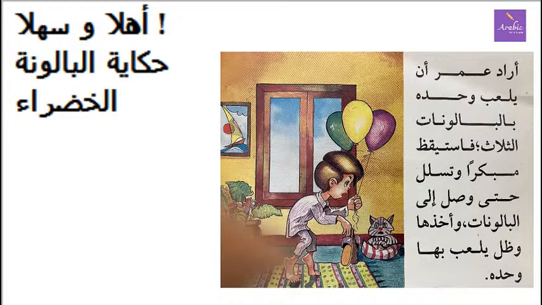Now, going for the third page. أراد عمر, عمر is one of the children. أراد, he wanted, coming from يريد. So, أراد عمر أن يلعب وحده. عمر wanted to play alone. وحده is alone for male, singular. وحدها if it's a female. أراد عمر أن يلعب وحده بالبالونات, with the balloons. So عمر wanted to play alone with the balloons. أراد عمر أن يلعب وحده بالبالونات الثلاث, the three balloons.